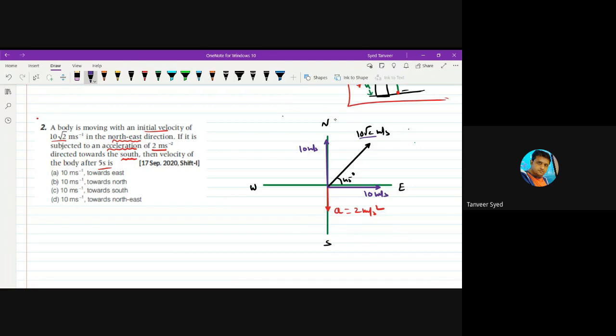See what is happening here. If you take velocity along x and y directions, or east and north directions, along east there is no acceleration. Therefore, velocity along east direction will be constant, right? No acceleration, no change in velocity. Therefore, velocity along east is same, 10 meter per second. Okay. Then what about velocity along north direction?